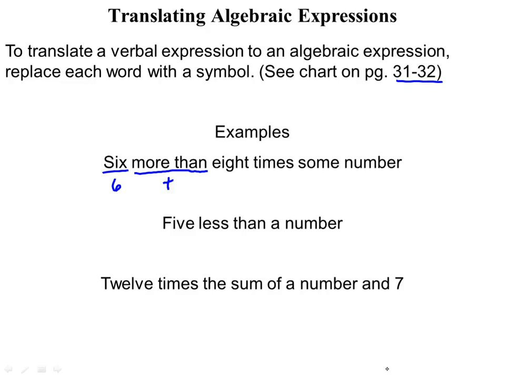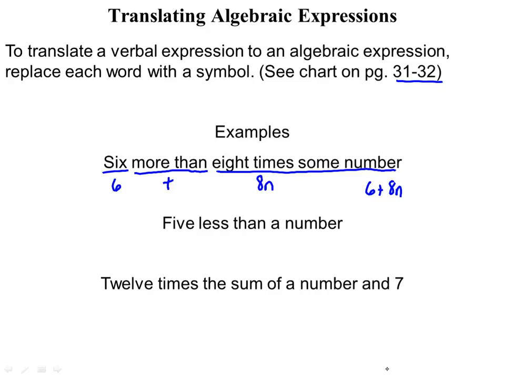So you have 6 more than 8 times some number. I'm going to put those together. Of course, we know 8, and then times some number is going to be 8n, 8x, 8r, 8 times whatever you want it to be. Just don't put in a number. So this algebraic expression is going to be 6 plus 8n. Addition and multiplication are commutative, so it doesn't matter how you write it. So this could be 6 plus 8n or 8n plus 6.